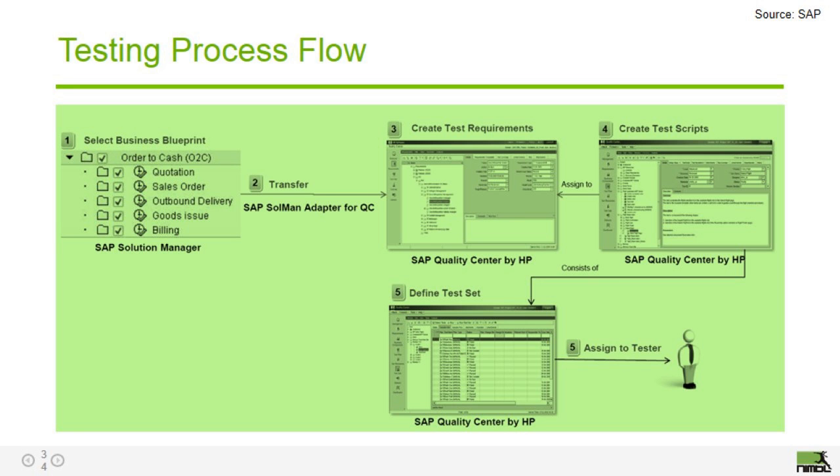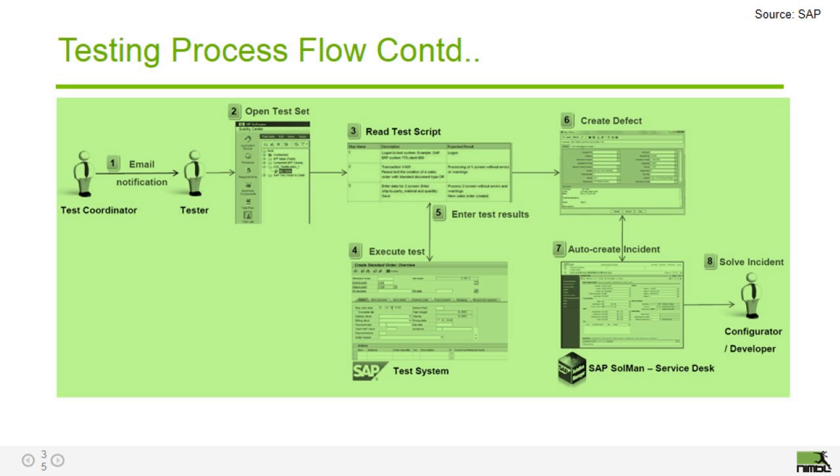Those test scripts, you can then move them into the test lab environment and assign them to a tester. The tester receives an email notification. You can have email notification triggers from Quality Center. The tester opens their test script, executes the test script. If there's an issue, creates a defect. That defect can flow into Solution Manager and be directed to a configurator or developer.